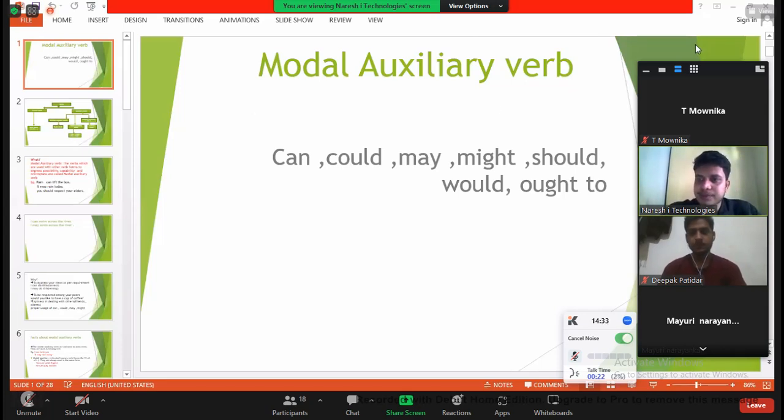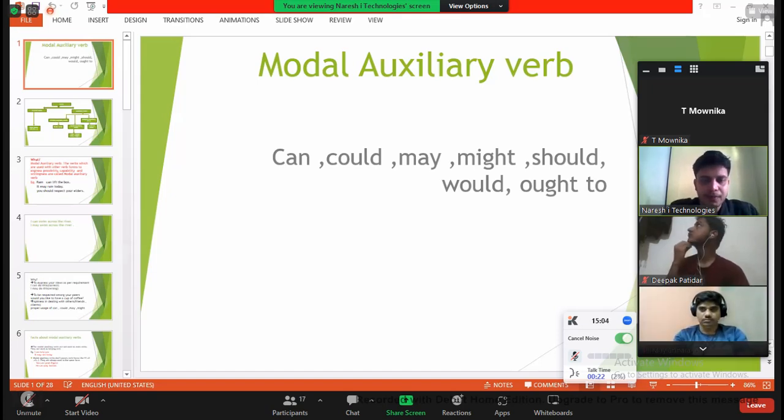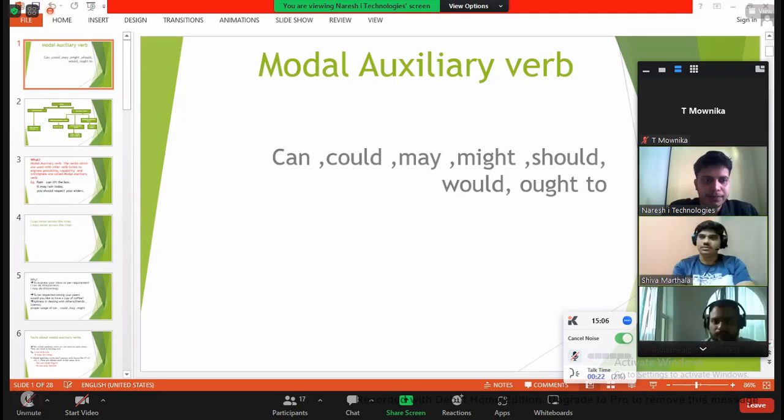Anyone? I mean, what is the use of can, could, may, might? Anyhow, we can express things by using them. So any particular use of can, could, may, might? Why do we have to learn? Any reason? Don't know, sir.